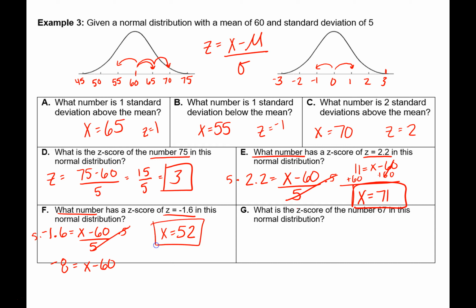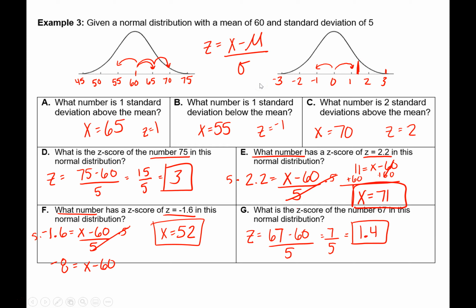Okay. One last one. What is the z-score of the number 67 in the normal distribution? So I'm being asked what the z-score is. I know that the x value is 67. I know my mean, and I know my standard deviation. That's going to be 7 over 5. 7 over 5, we're always going to write z-scores as decimals, is going to be 1.4. That means that a score of 67 would be in the 1.4, so somewhere in this range on our standardized normal curve.